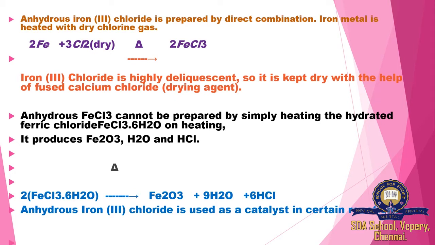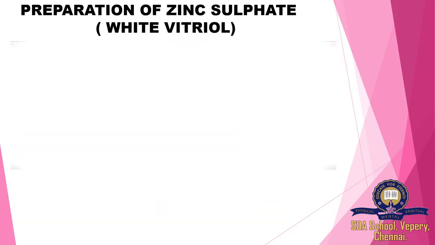Anhydrous iron(III) chloride is used as a catalyst in certain reactions. For laboratory reactions, we use it as a catalyst. We already know what a catalyst is. To speed up the reaction, we add the catalyst to the reactions.